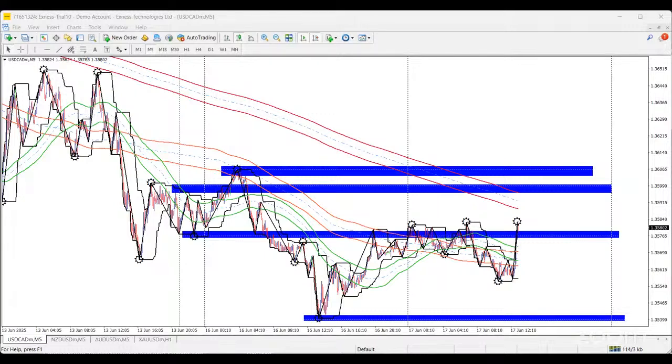Please confirm if you can see my chart showing our markups this morning. Can we all see my chart? All right, perfect.